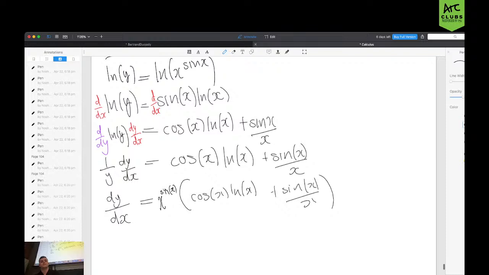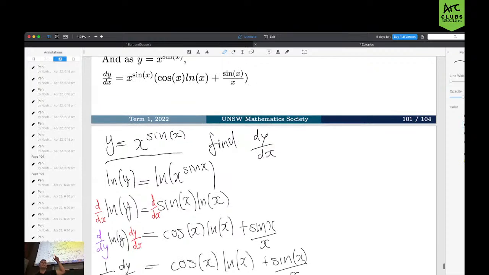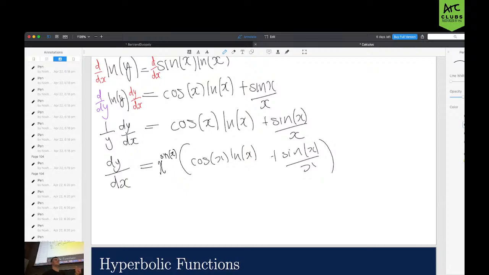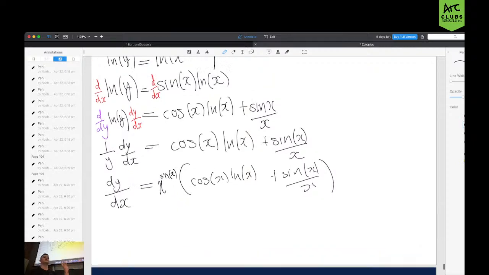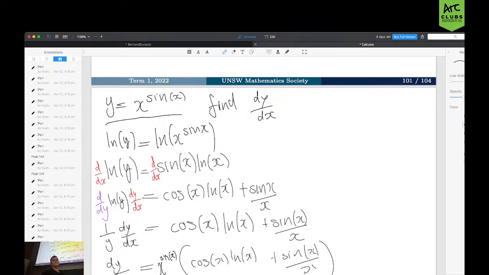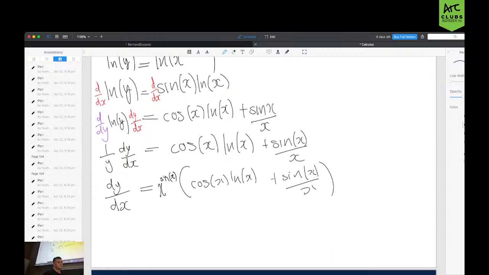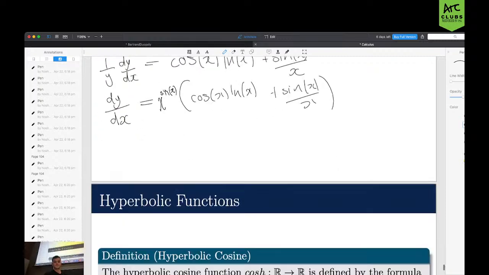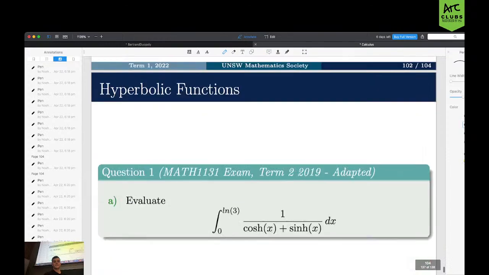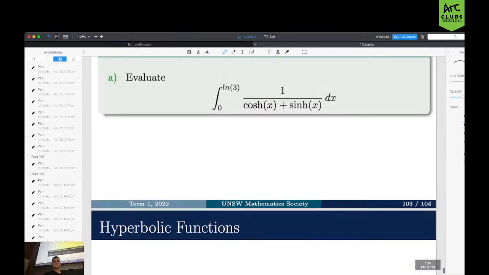Cool. And that's how you do it. So basically, log it, take derivatives there, and then you'll get a dy by dx, which you just make the subject. You'll get a y function, just make sure to actually sub in what y is, and then you'll see that everything sort of falls into place. What a complicated derivative. Wow. Okay. All right. Last question.